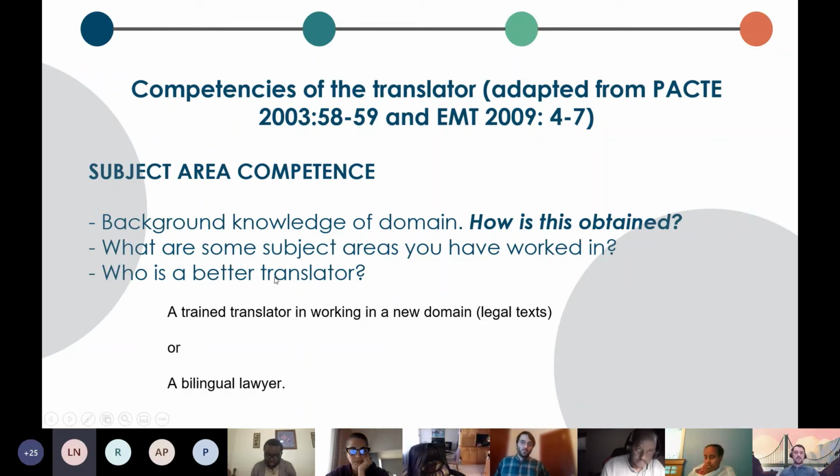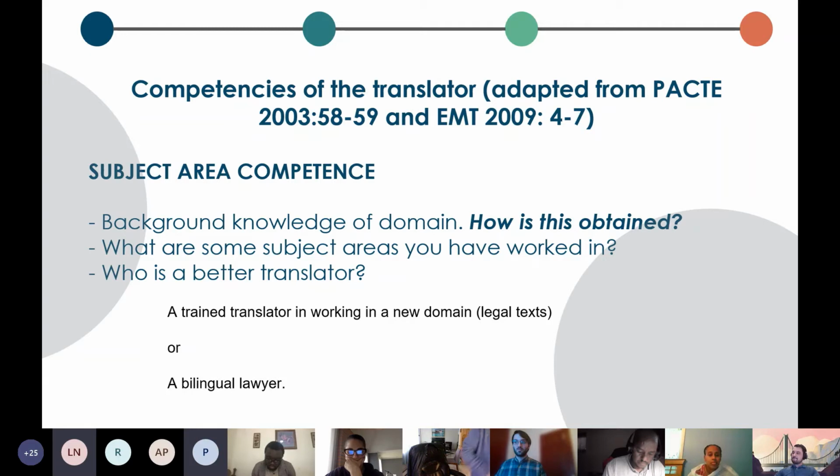So what do you think? Who is a better translator? And there's not necessarily a correct answer here. Who is a better translator? A trained translator working in a new domain, so let's say legal text, or a bilingual lawyer? I'm going to say the trained translator. Okay, why do you say that?